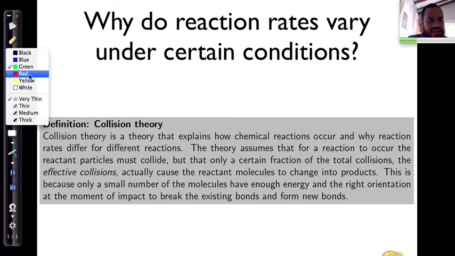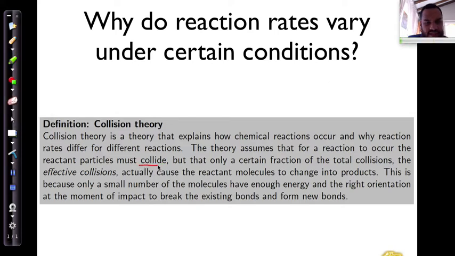Okay, let me just take a different color. They must collide. But only a certain fraction of the total collisions, these are called effective collisions, actually cause the reactant molecules to change into products. Now this is because only a small number of the molecules have enough energy and the right orientation at the moment of impact to break the existing bonds and form new bonds.